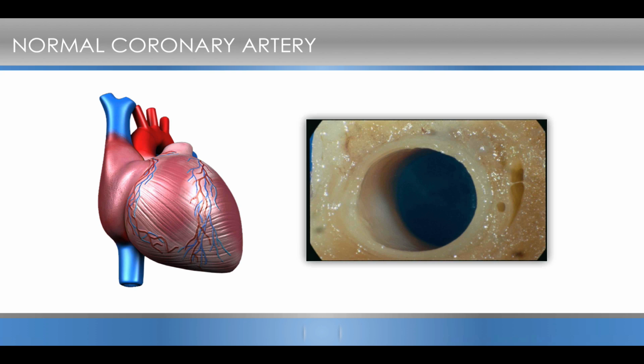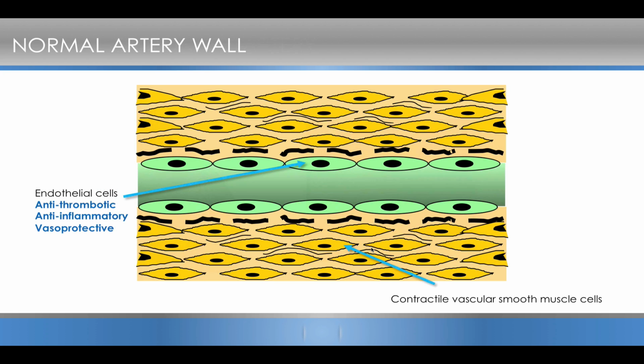This is an example of a normal coronary artery. You can see here a wide open lumen with a normal looking smooth coronary artery wall. This is a normal artery wall in a cartoon style diagram. We have a lumen here in the middle shown in green. The lumen is lined with endothelial cells. We then have an internal elastic lamina and a tunica media composed of smooth muscle cells, contractile vascular smooth muscle cells. The endothelial cells are very important in maintaining the integrity of the vasculature. They're antithrombotic, anti-inflammatory, and vasoprotective.